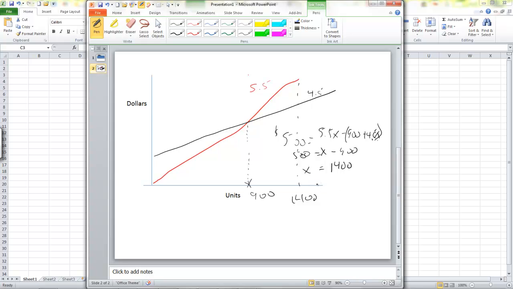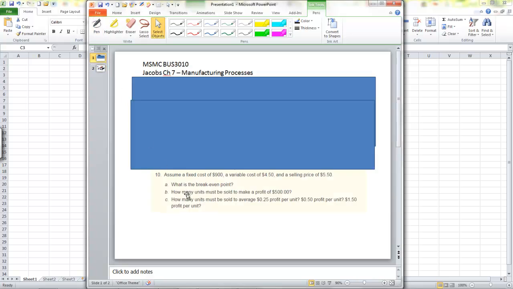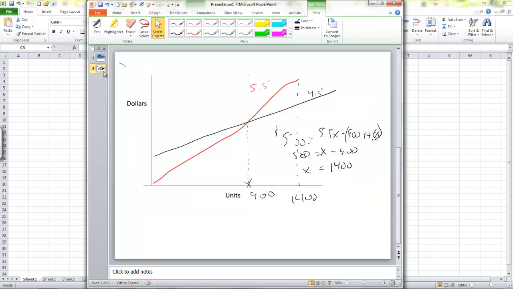I'm going to leave that up, however messy it might be, and we're going to use this area down here to solve the next part of the problem. It's related to that. That's why they're giving us progressives here, so we can use what we just came up with to figure out how many units must be sold to average 25 cents profit per unit. And then they ask us about 50 cents per unit, and even $1.50 per unit. So there's three things we have to calculate here. We'll go back to this.